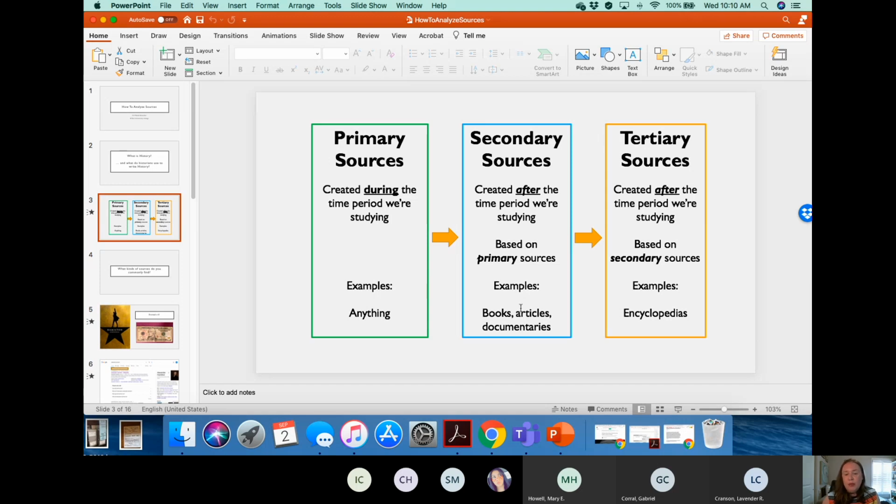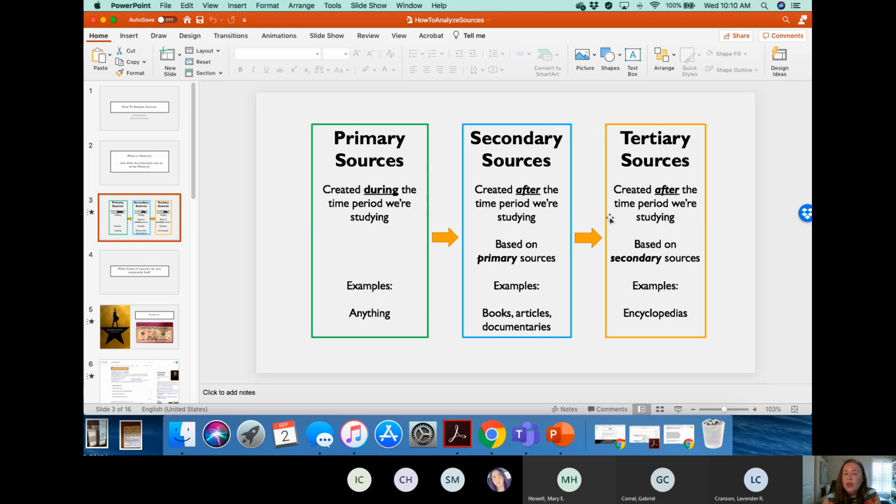Because of that, books, articles, documentaries, these are studies people have made of the past and narratives that they create. One example of a secondary source that you've already seen, for those of you who've done the earthquakes and tsunamis sources in history, is that article based on the past. That would be an example of a secondary source. Any questions on those?